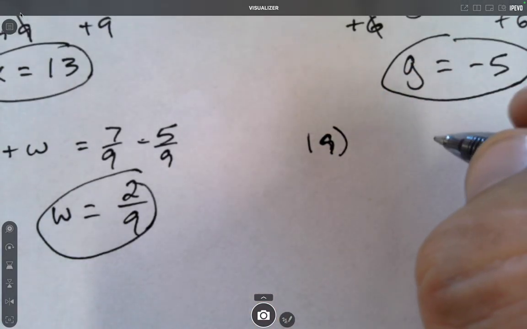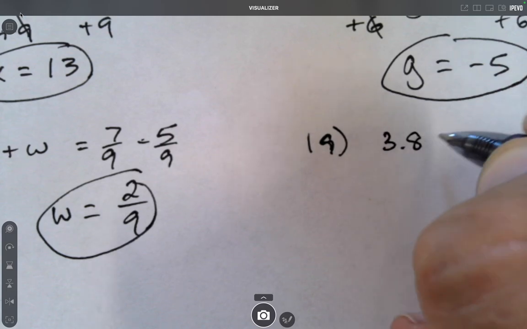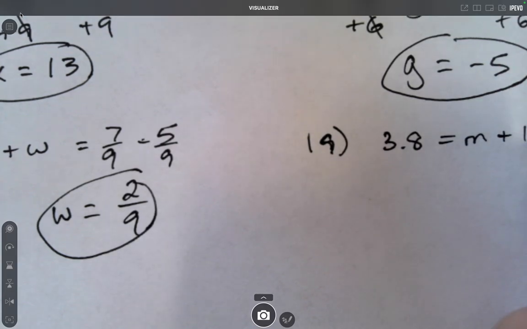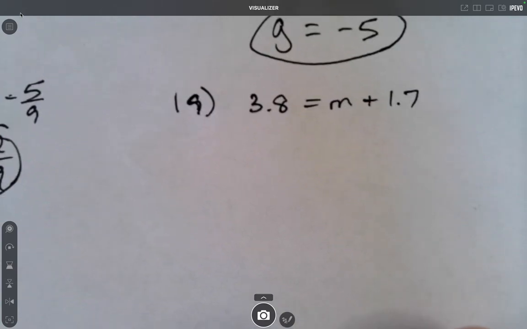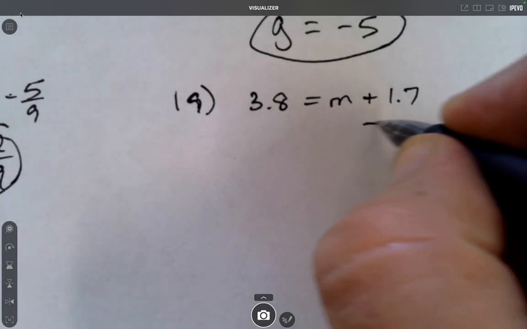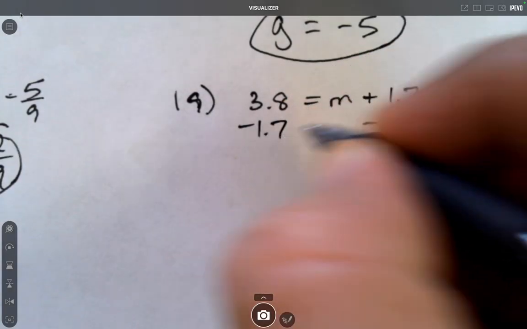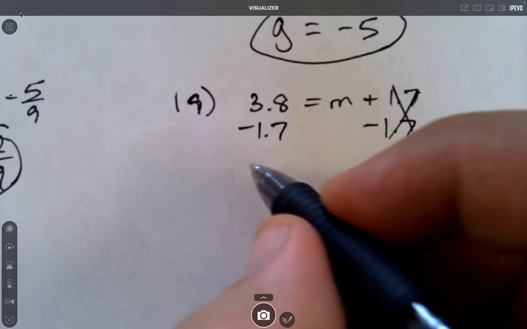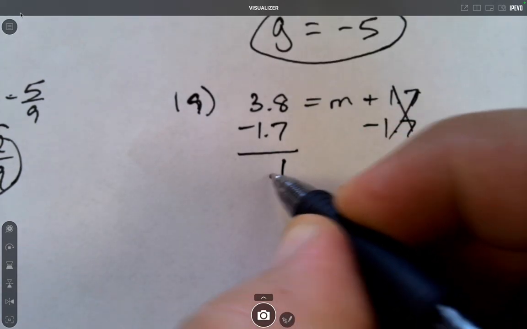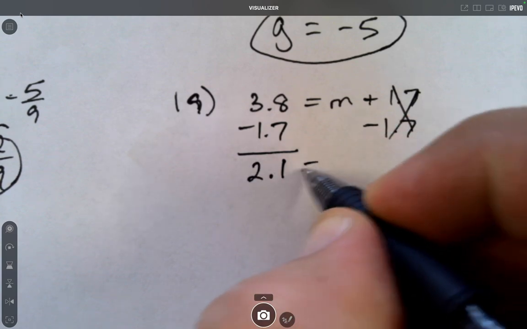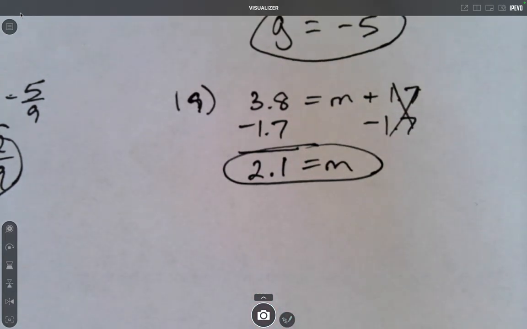19, 3.8 equals m plus 1.7. So right now m is having 1.7 added to it, so we've got to do the opposite and subtract. So 8 minus 7 is 1, 3 minus 1 is 2. So m is equal to 2.1.